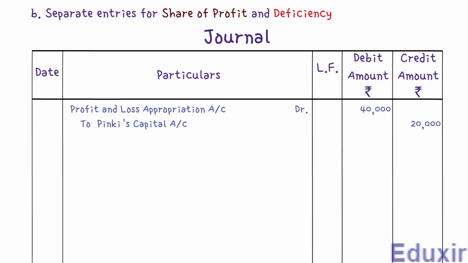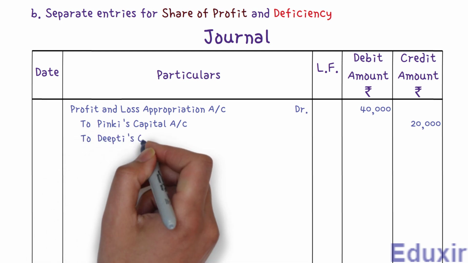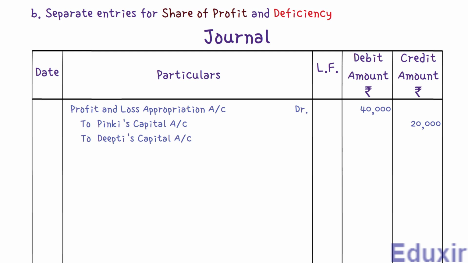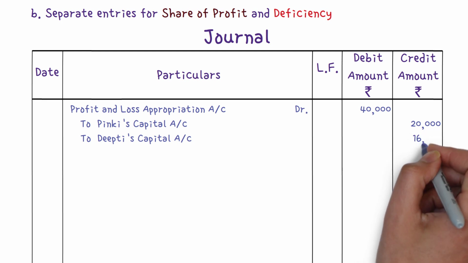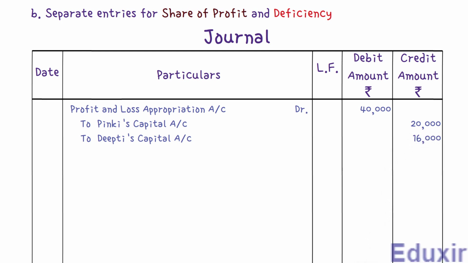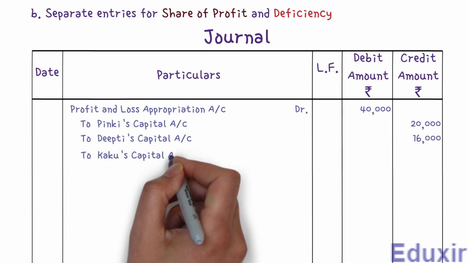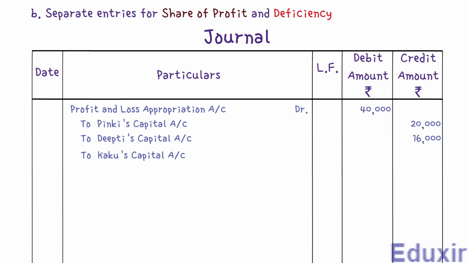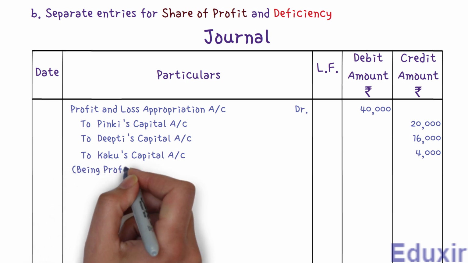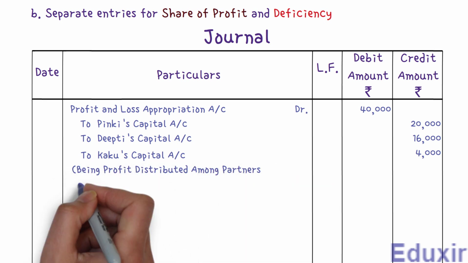Let's then write the second credit entry into the partner Deepti's capital account. Let's then write the corresponding credit amount of 16,000 rupees into the credit amount column. Let's then write the third credit entry into the partner Kaku's capital account. Let's then write the corresponding credit amount of 4,000 rupees into the credit amount column. Note here that this is not a guaranteed profit amount. It is the profit share amount calculated as per his profit sharing ratio. Let's then write the description or narration of this transaction as being profit distributed among partners as per their profit sharing ratio.